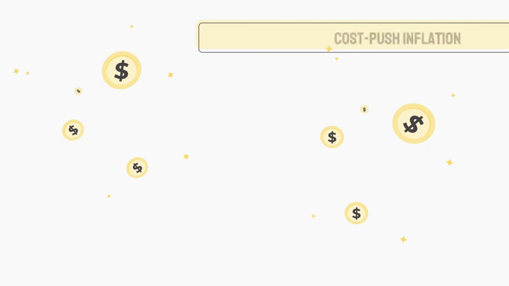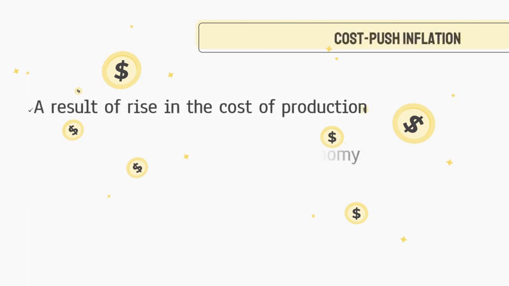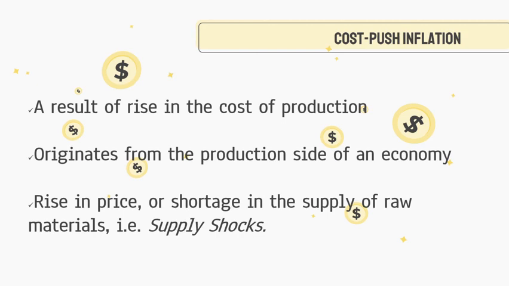To begin with, cost-push inflation, as the name suggests, is a result of rise in the cost of production. In this perspective, cost-push inflation originates from the production or supply side of an economy. Cost-push inflation manifests in the form of rise in price or shortage in the supply of raw materials. The most common cause would be the sudden increase in the price of oil. Other causes can be shortage in labor supply, which might result in a sudden hike in wages. Economists call this by a fancy name, supply shocks.